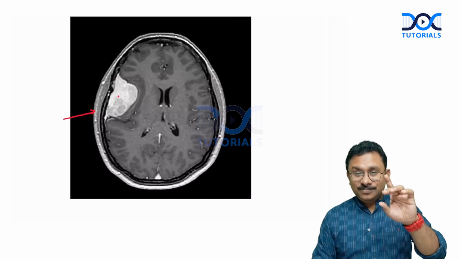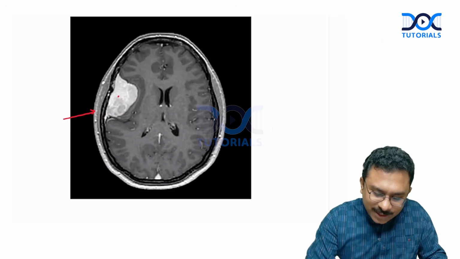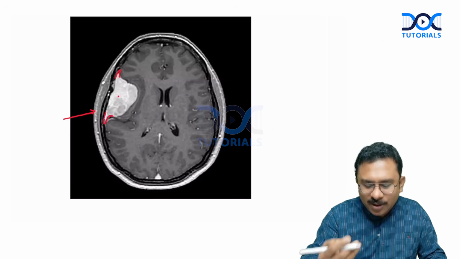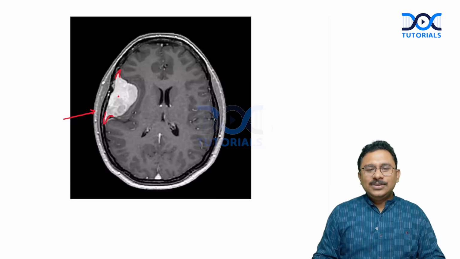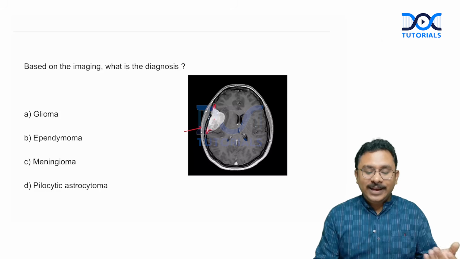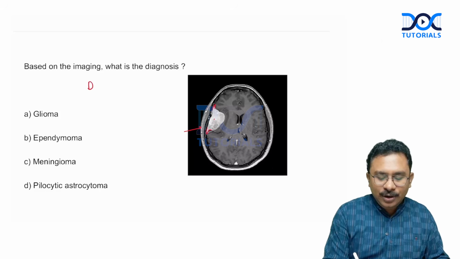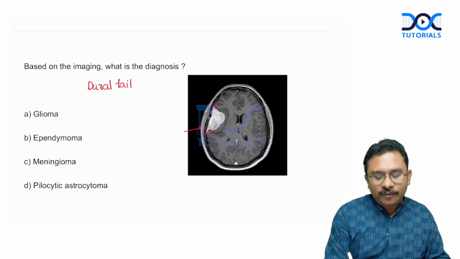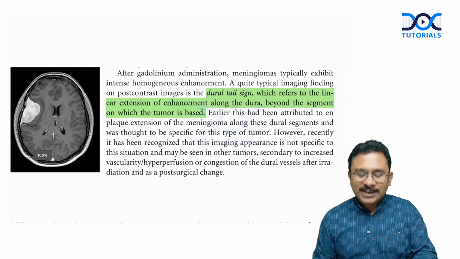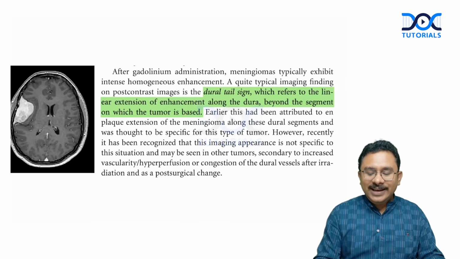Fourth point, very important. Can you see there is a slight extension of contrast here beyond this boundary? Okay, so this is what is referred to as the dural tail sign. What did I say? Dural tail sign. The imaging is suggestive of dural tail sign. Let me show you the reference as well of the dural tail sign.